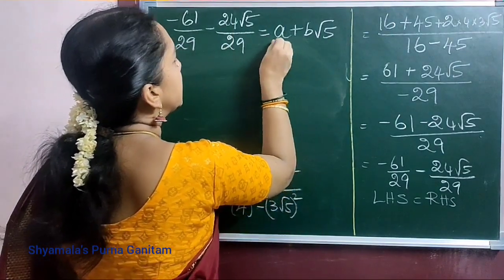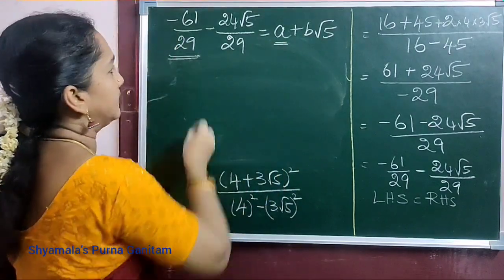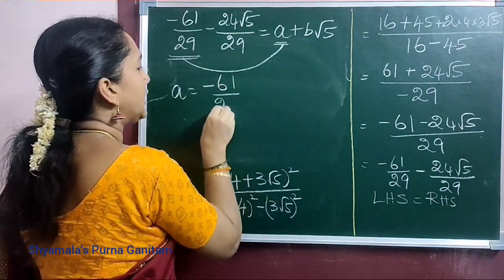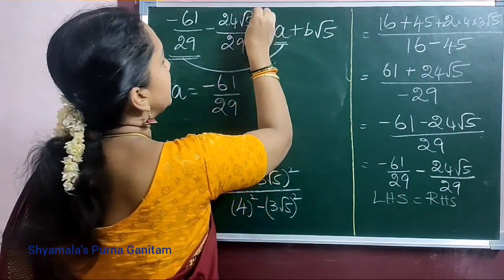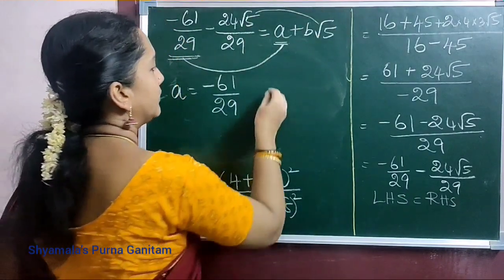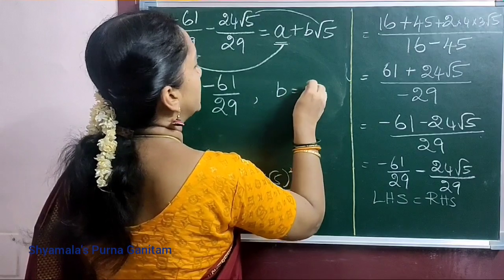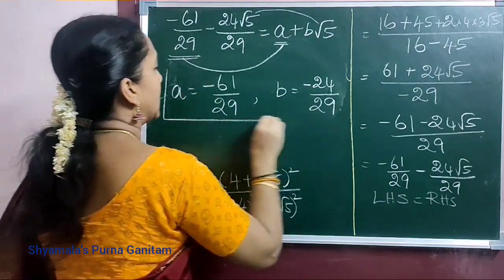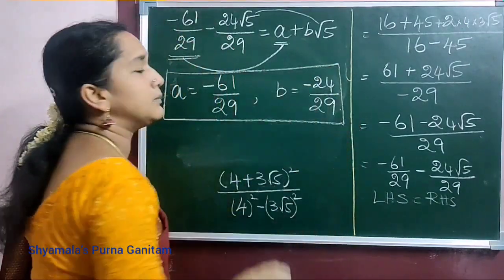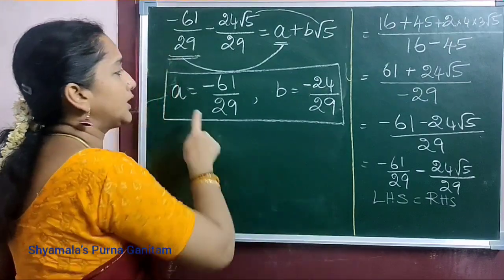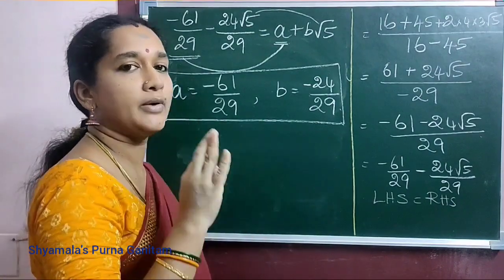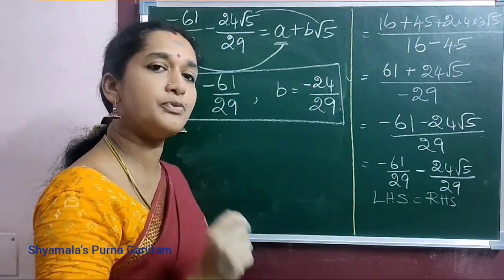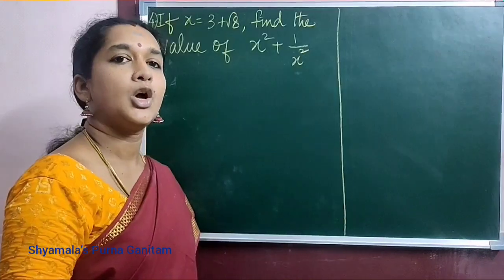So here now A value is equal to this first one. A is equal to minus 61 by 29. And this B value is equal to the coefficient of root 5. So B is equal to minus 24 by 29. So this is a rational number. It is given that A and B are rational numbers. So you got the value for A and B. This is how you have to do simplification when you are asked a sum like that to find the value of A and B. Now fourth sum.